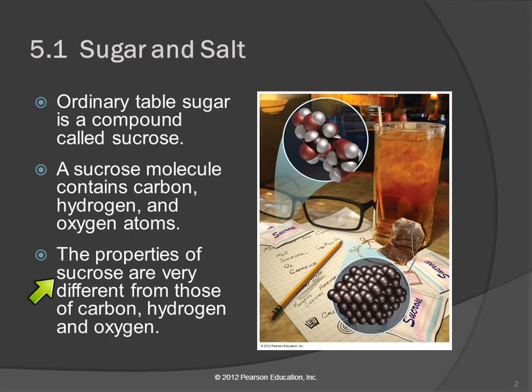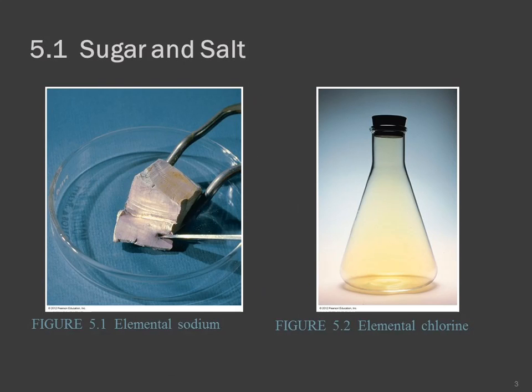And the properties of the compound sucrose are very different from those of carbon, hydrogen, and oxygen. Okay, carbon would not be a great thing to put in your tea, right? The lead in your pencil, the graphite, that's carbon. It's not a sweetener, is it? Oxygen and hydrogen are flammable gases. Those wouldn't be good to put in your tea either. So when we combine elements into compounds, then their properties change significantly.